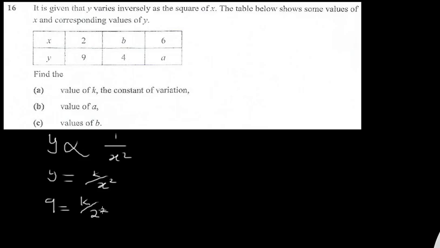We're asked to find the value of k. So this gives us 9 is simply equal to k over 4, because 2 squared is 4. So we'd have k equals 4 multiplied by 9, which gives us 36. So the value of k is 36. So we found k, which is the constant of variation, as being equal to 36.